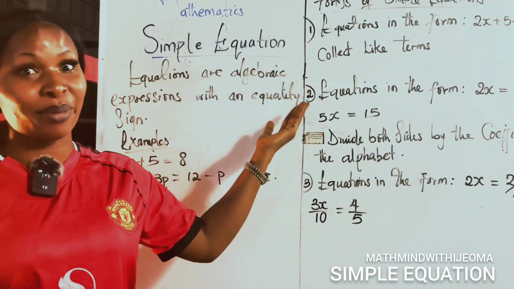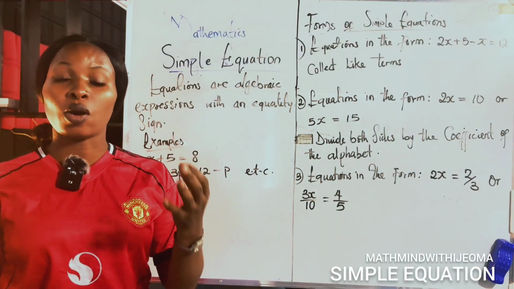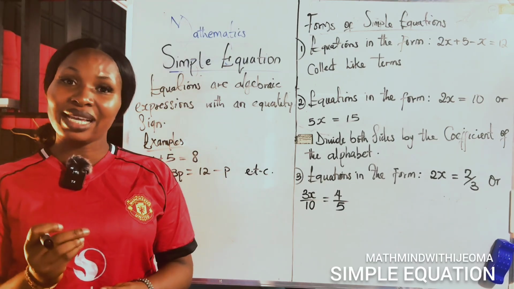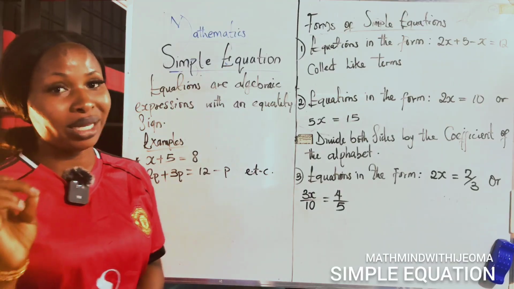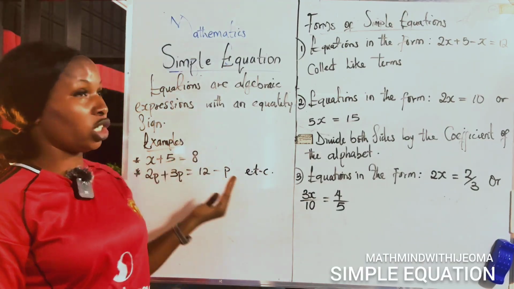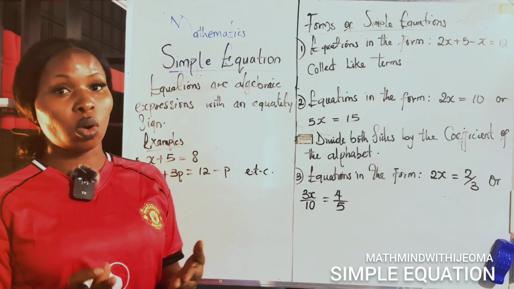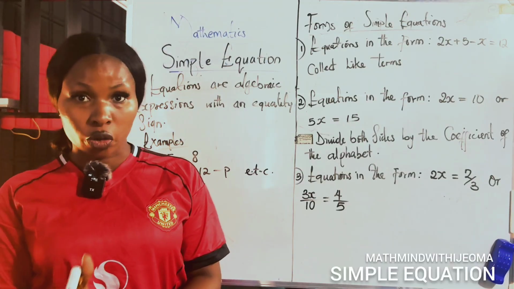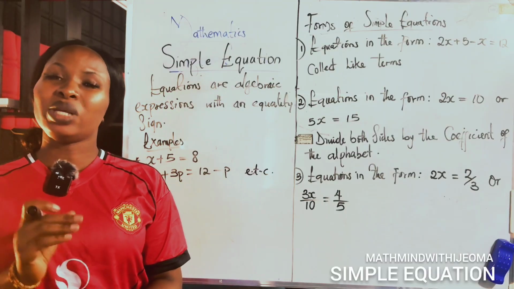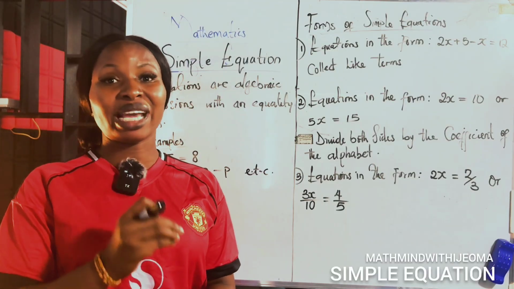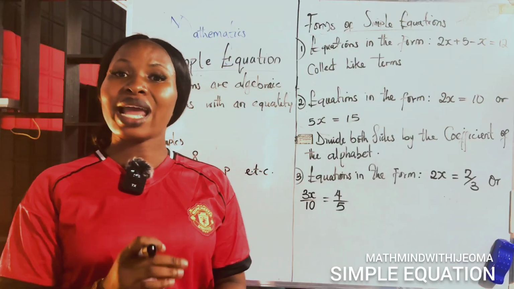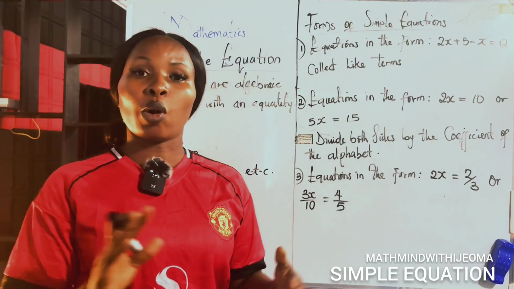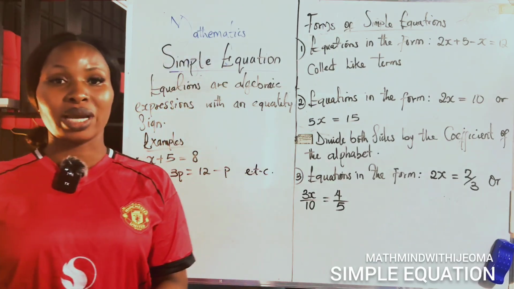Simple equation, as the name implies. Equations are algebraic expressions with an equality sign. It means gotten from equality. So when you talk about equation, you should know that you are to see a combination of alphabets and numbers, which is algebra, combined with an equality sign, which makes it an equation. When there is no equality sign, it's called just an algebraic expression. But when there is an equality sign, it's called an equation.